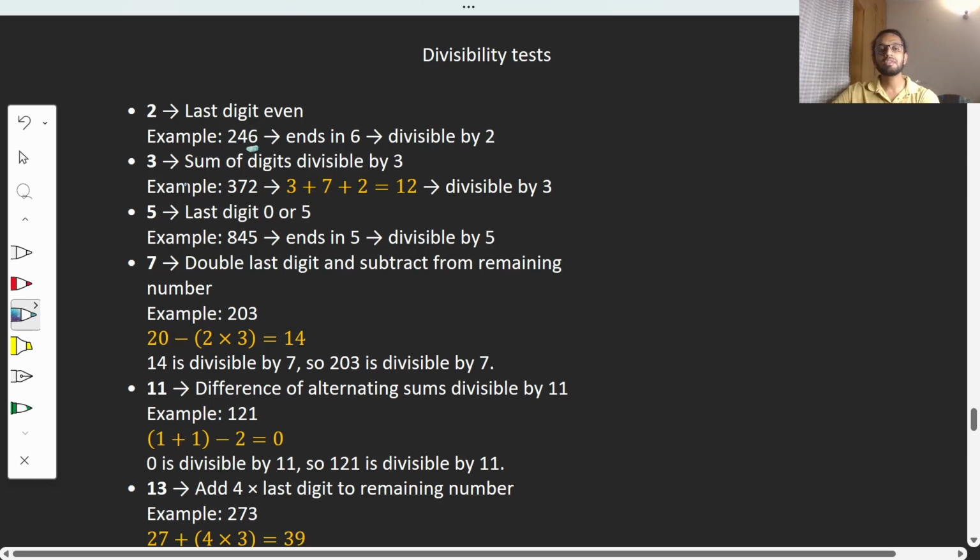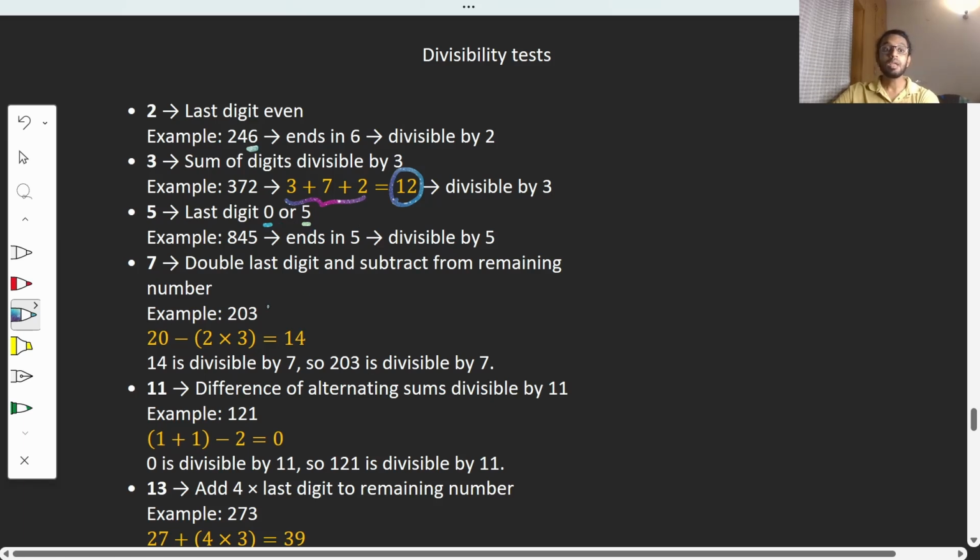And for divisibility test of 3, we have to add all the digits of that number, and if the number that we get is divisible by 3, then the actual number is also divisible by 3. And divisibility test for 5, if the last digit is 0 or 5, then it is divisible by 5.